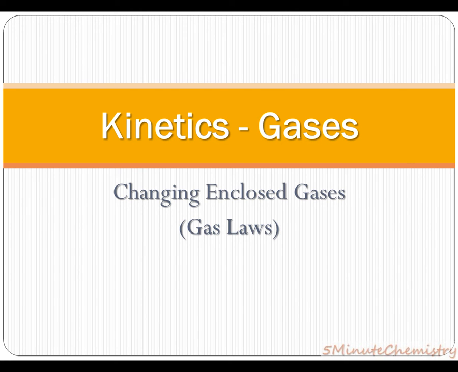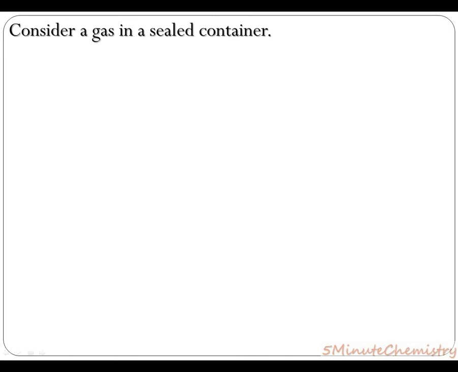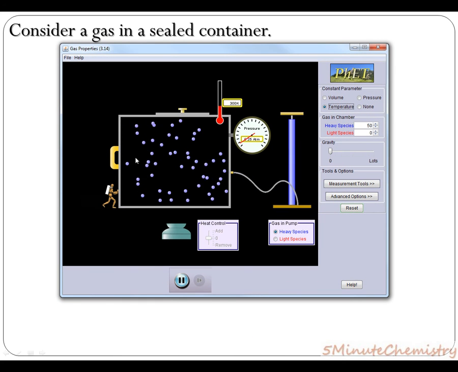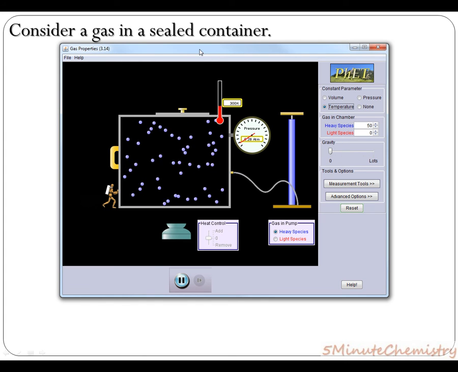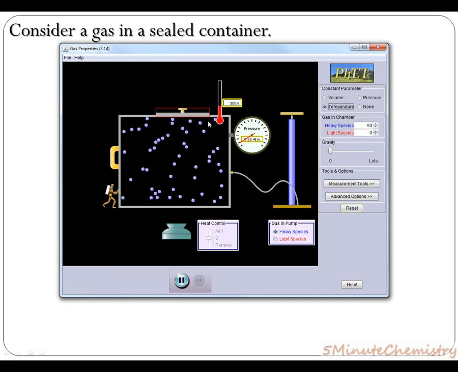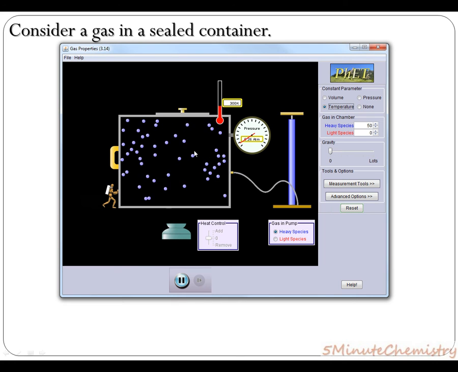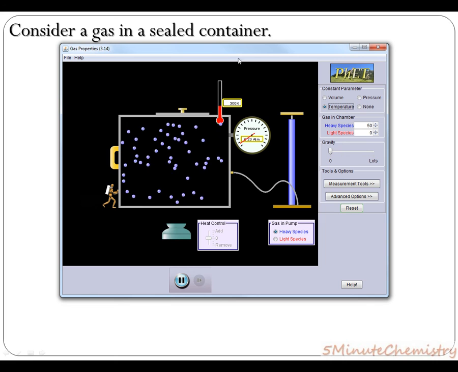Alright, let's continue our discussion of kinetics by now getting into the gas laws. The gas laws all relate to changes that we make in properties of enclosed gases. So, starting off here, you need to be thinking about a gas in a sealed container. Using this little simulation, you can see we have gas particles in an enclosed container. Those particles are bouncing around, moving in rapid random directions.